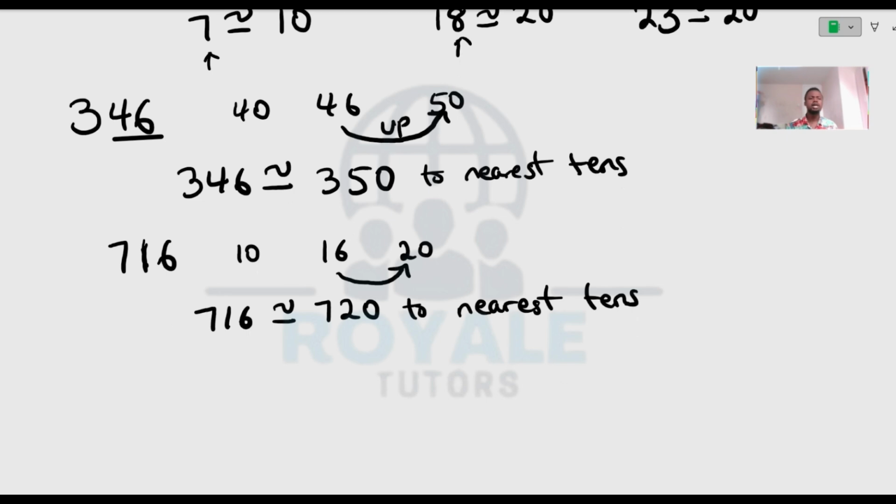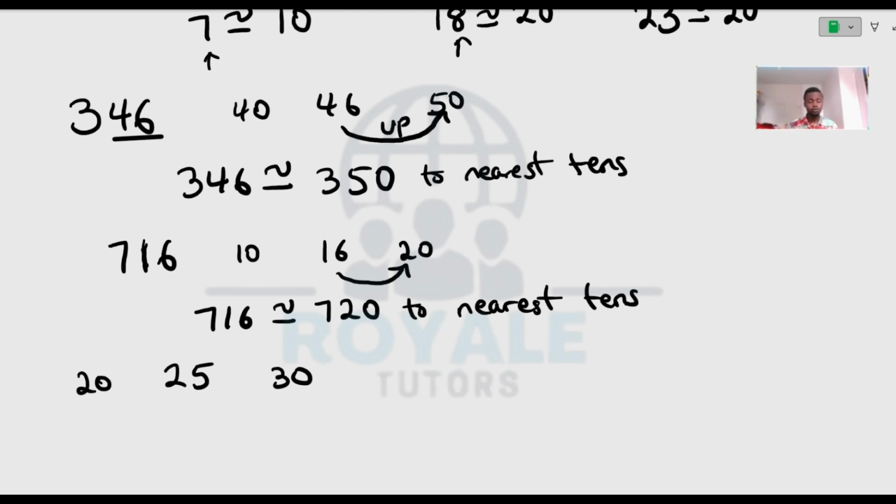Let me put this question out to us. What if we have something that is exactly in the middle? For example, 25. 25 is in between 20 and 30. So it looks as if, is 25 closer to 20 or closer to 30? Now, how do we do it?